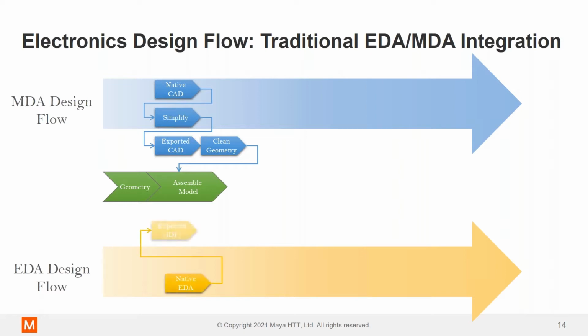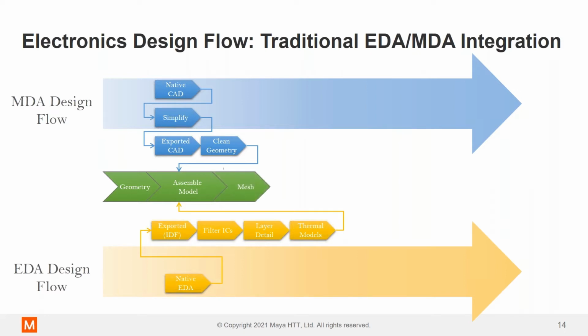Similarly, the native EDA data also has to be exported, for example, in an IDF neutral file format. Components that are not important to the thermal design are usually filtered out to simplify the assembly. As EDA design tools usually work in 2D, information about the layer stack-up for the PCB has to be provided as well, and we need to provide the thermal models for the components that need to be considered in the simulation. The next step is meshing.